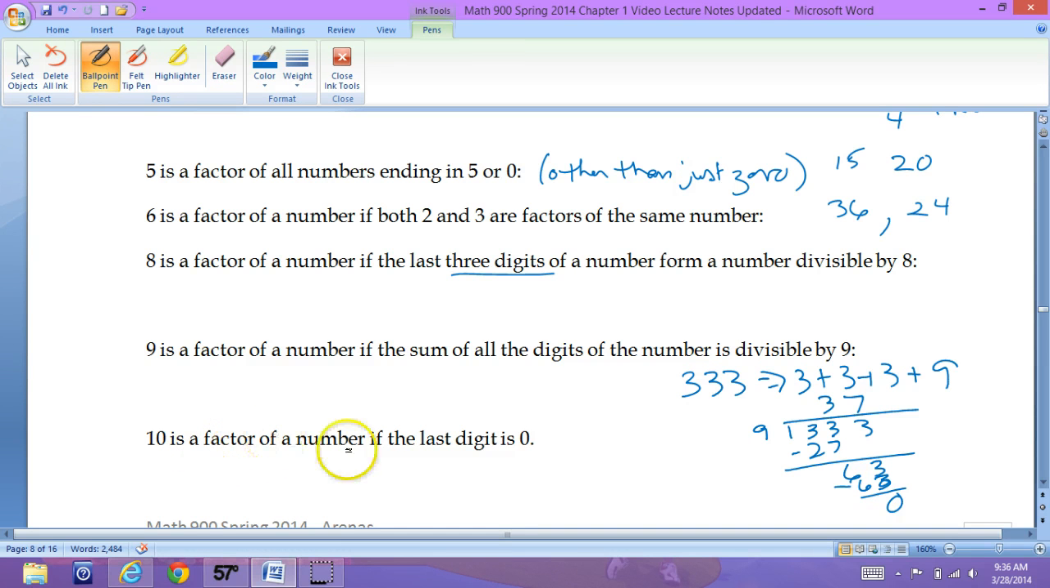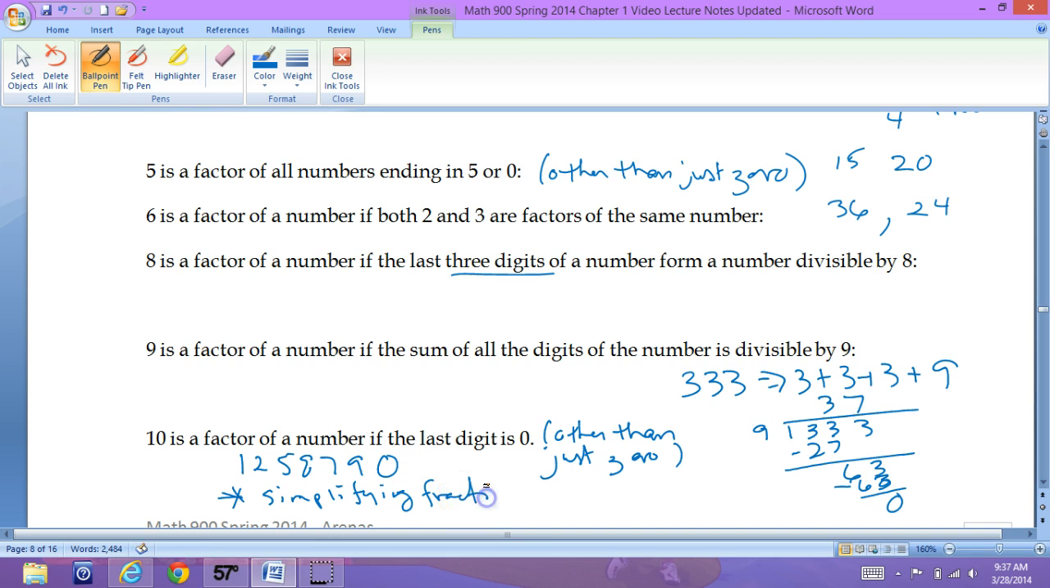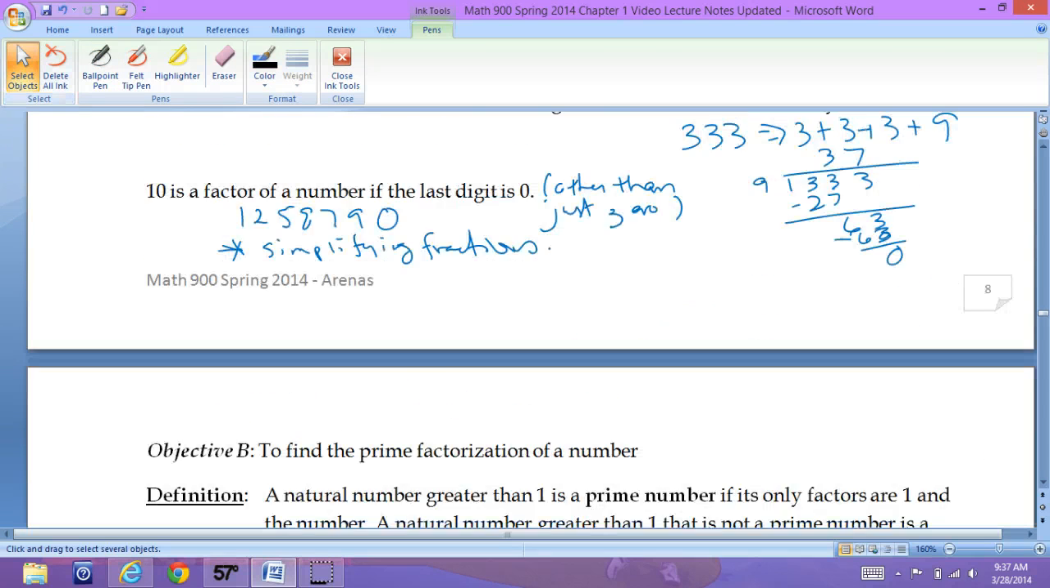So this one again, 10 is a factor of a number if the last digit is 0. No matter how big the number appears, if the last digit is 0, then it's divisible by 10. And this is going to become very important when we're simplifying fractions. This becomes really important at that stage to know that quick and handy dandy fact.